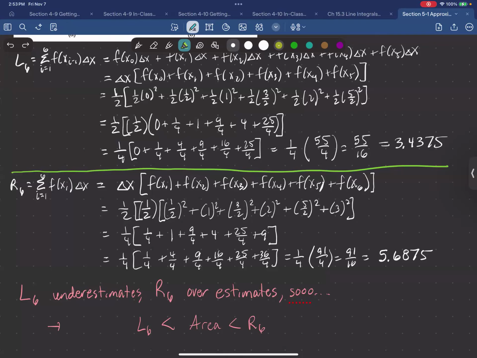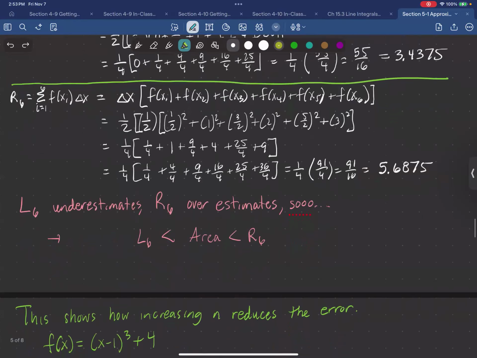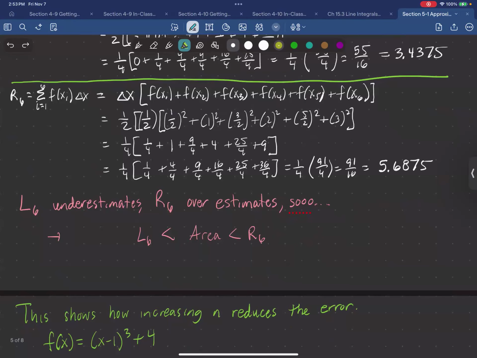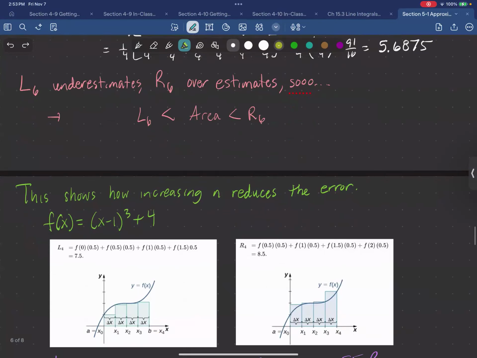Thankfully, we get past these Riemann sums pretty quickly because they are boring and not fun to do. The following actually shows us how increasing n reduces the error, though. In the following, we have x minus 1 cubed plus 4. So when we do 4 rectangles, L4 is 7.5, R4 is 8.5.